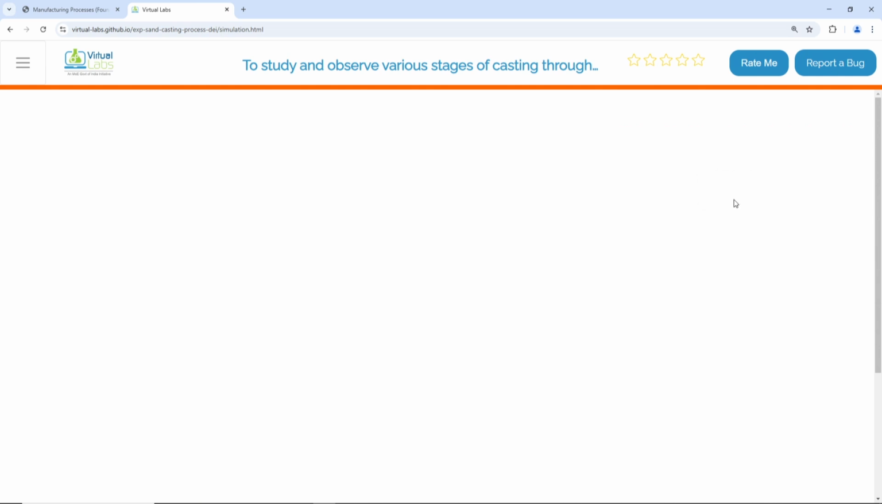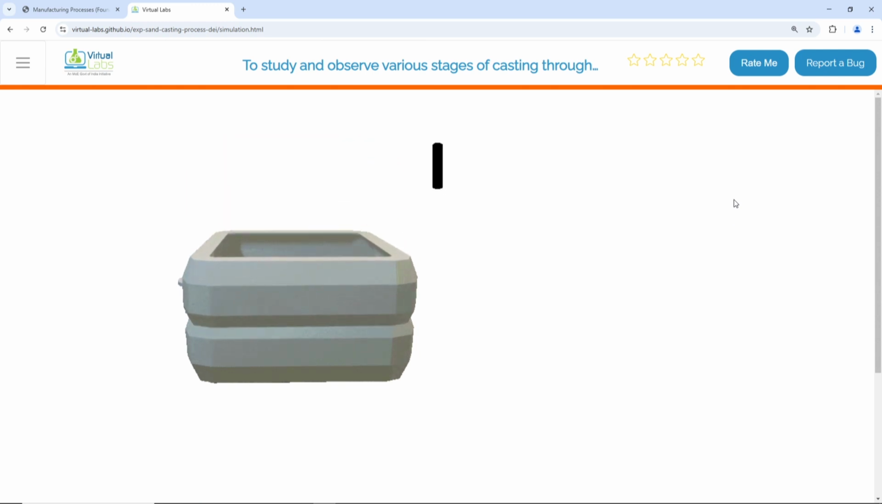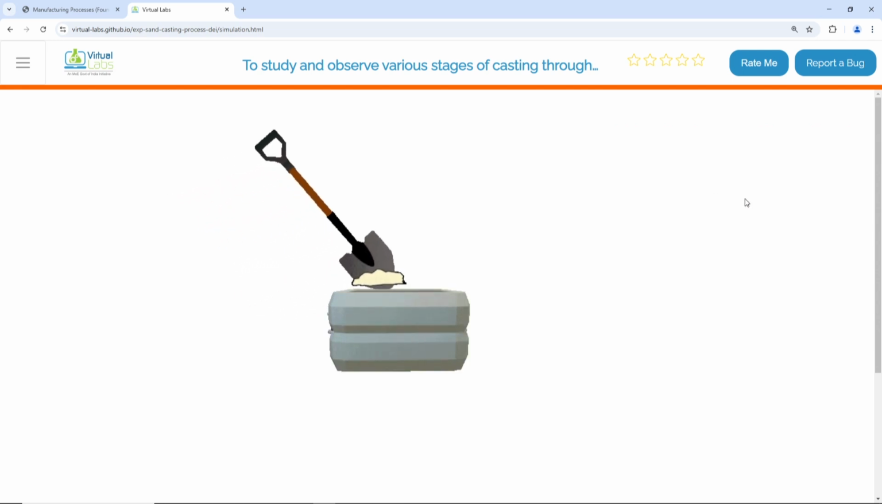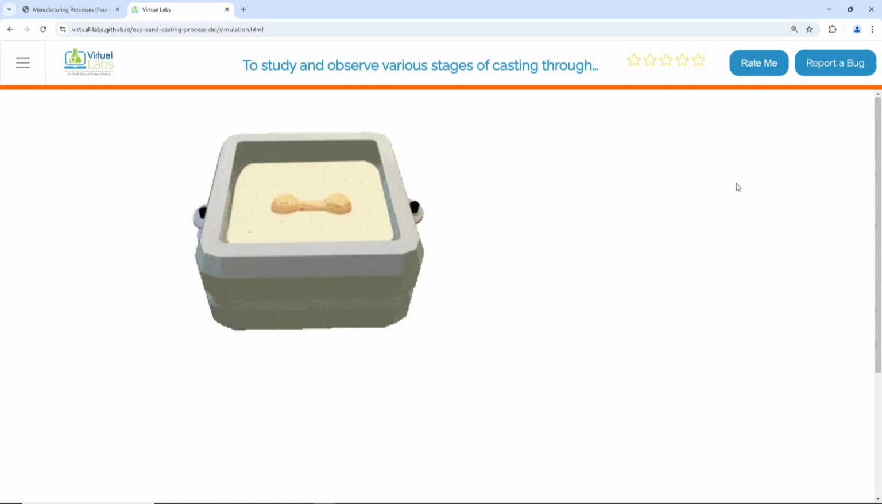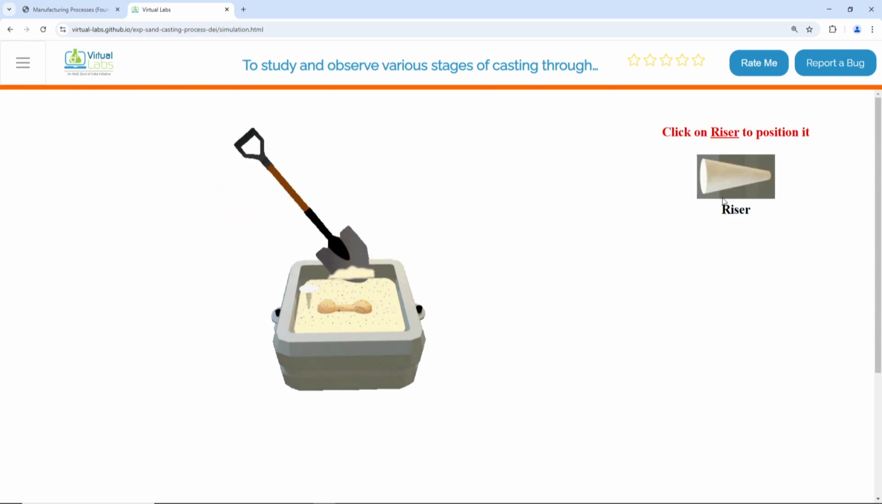Now we click on the molding flask so that the upper part is put here. Then it is locked using the pins. Again using shawl, the sand is picked and put here. Now it was filled partially here, and a sprue is to be put in the position. I clicked on the sprue and sprue has come here. Using the shawl, I will now fill it.